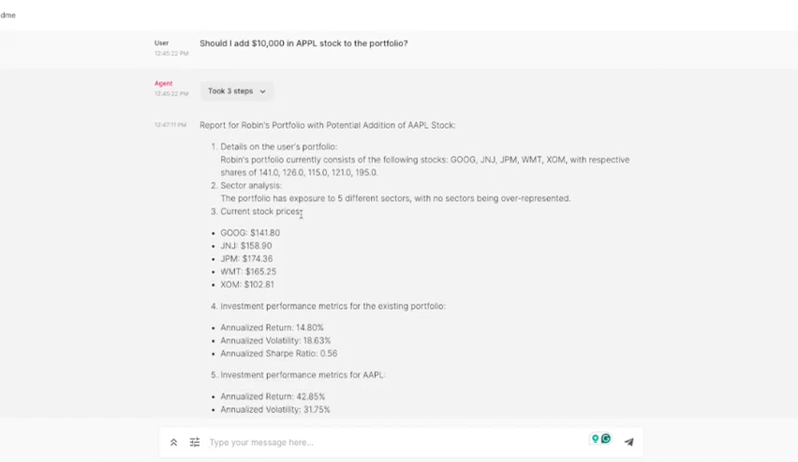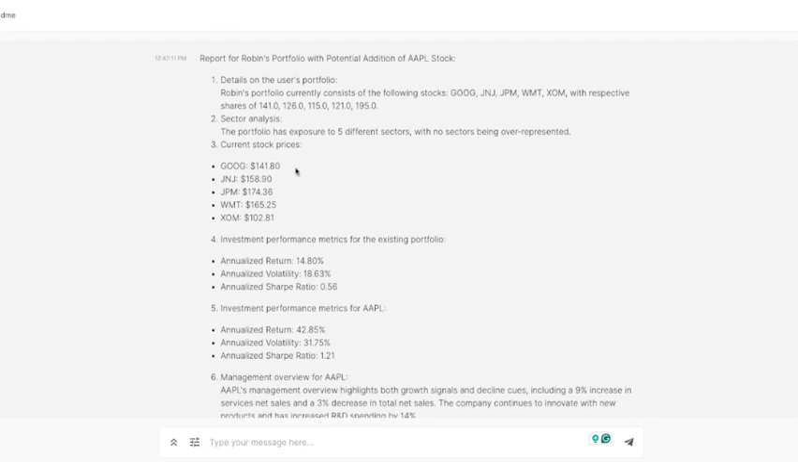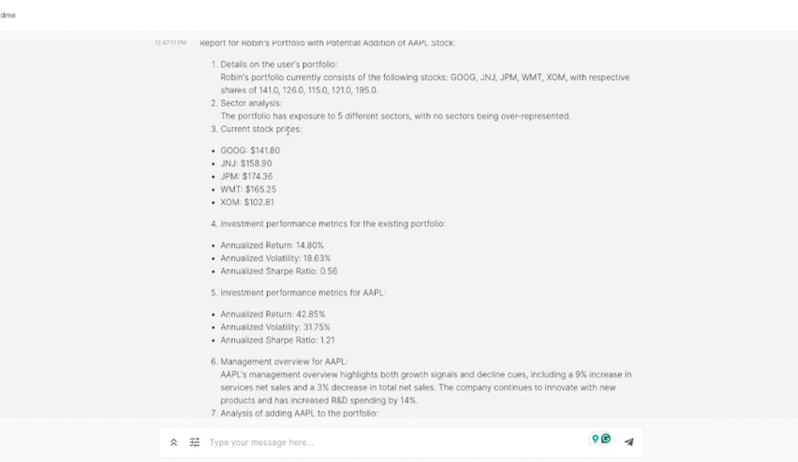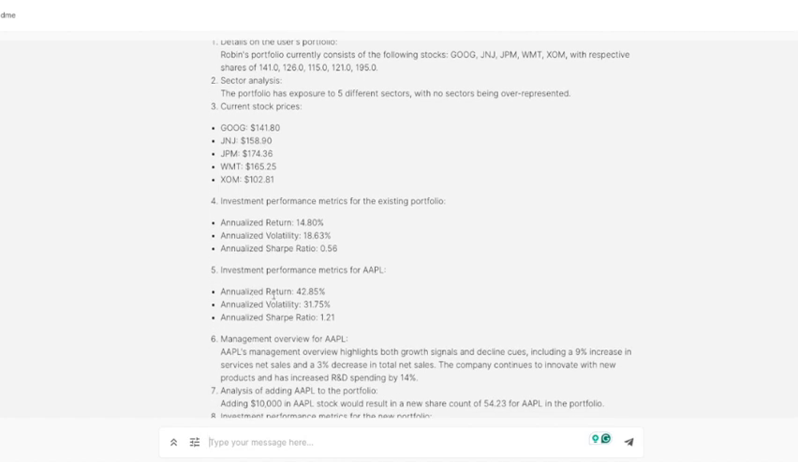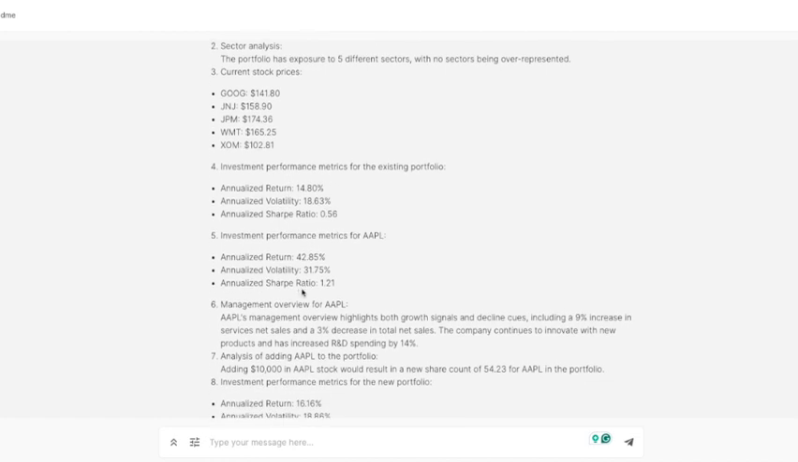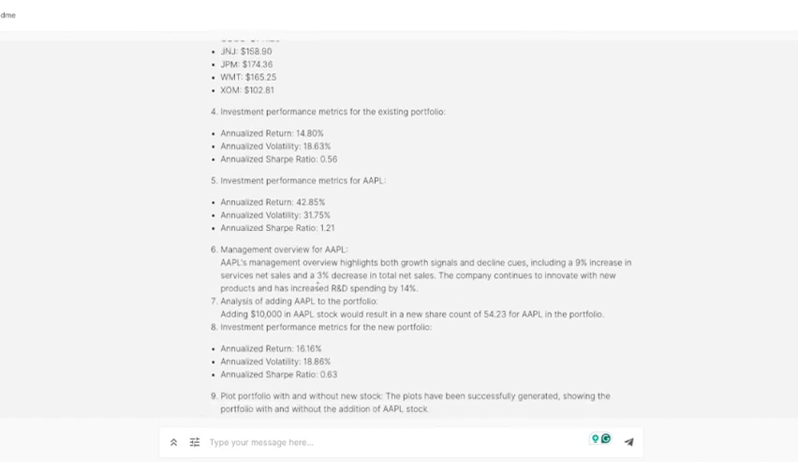This took apparently 3 steps, and it shows the overall portfolio. It shows that there are 5 sectors, with none of them being overrepresented, and the stock prices. One of the key important things to note is that Apple has significantly outperformed the portfolio, as well as it has a better risk-adjusted return. Sharpe ratio is a measure of risk-adjusted return.